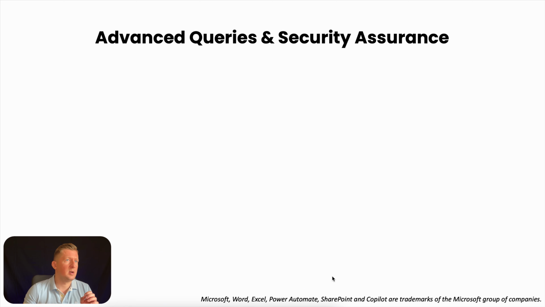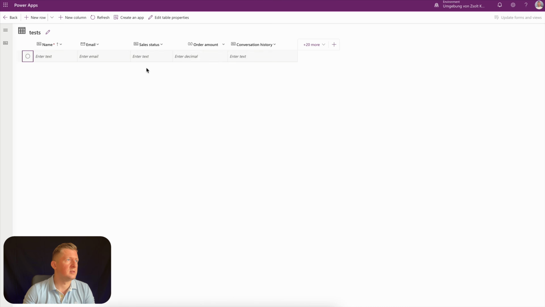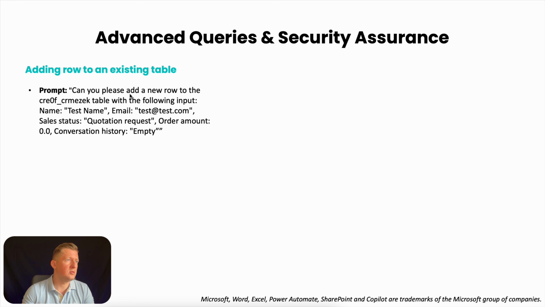A more advanced query is adding a row to an existing table. I have in Power Apps a table called tests, which has another name in the background, the Dataverse table name. It has the columns name, email, sales status, order amount, conversation history. I have the following prompt now. Can you please add the new row to the CRE0F CRMSEC table with the following input? The name should be test name, email test@test.com, sales status quotation request, order amount 0.0, conversation history empty. What I'm expecting is a new row added to this table with this data.